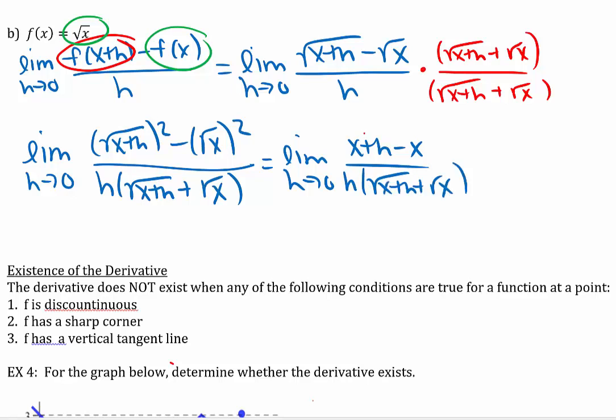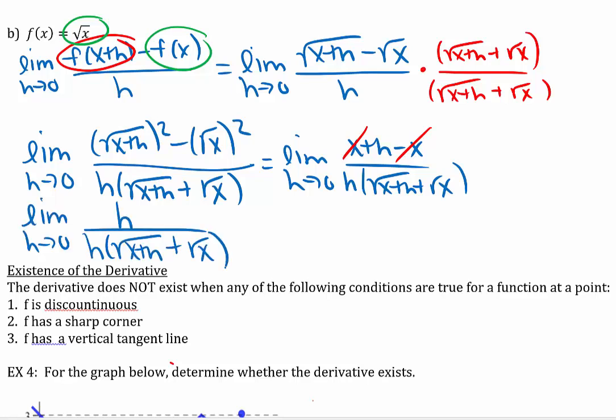So we have some like terms in the numerator. We can cancel out those x's. And so the only thing I'm left with in the numerator is an h. And then finally, I can cancel an h out of the top and the bottom. And now I just have a 1 in the numerator. And my denominator is square root of x plus h plus square root of x.